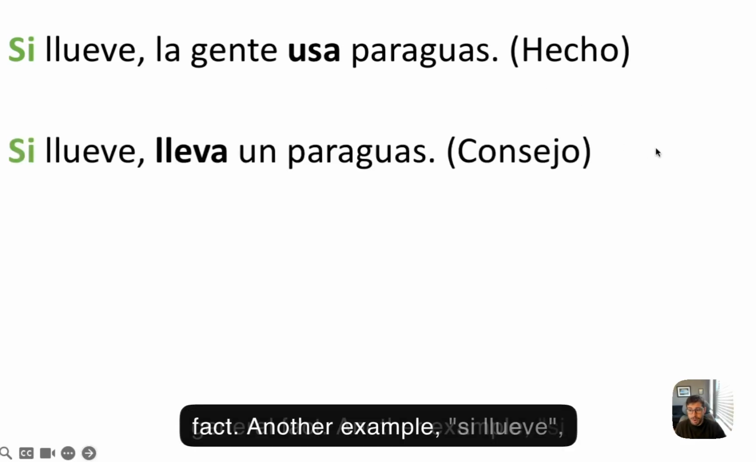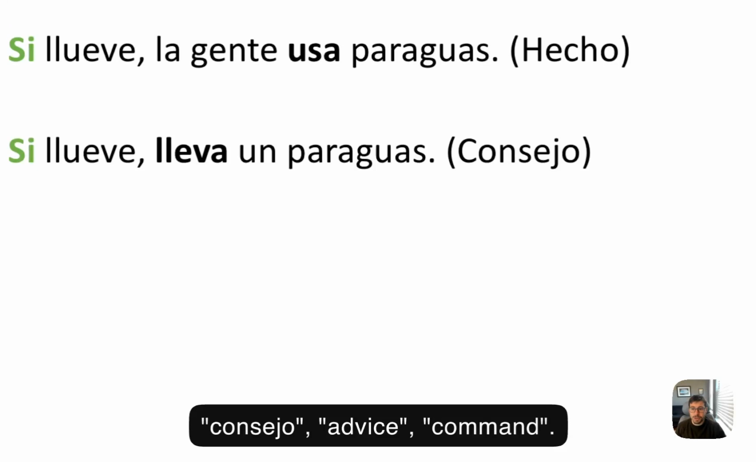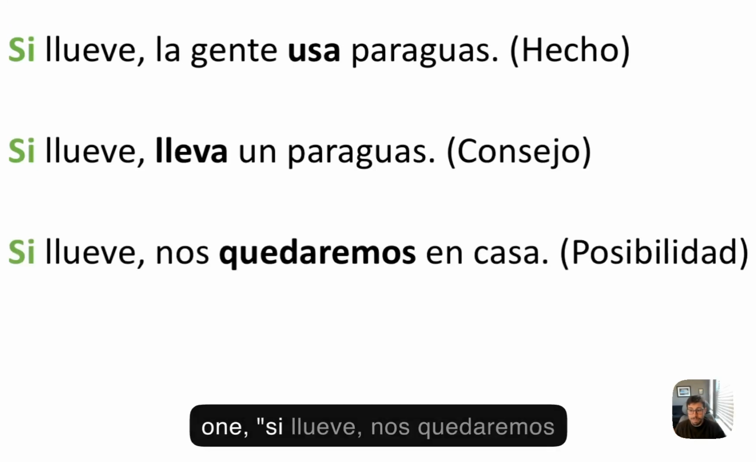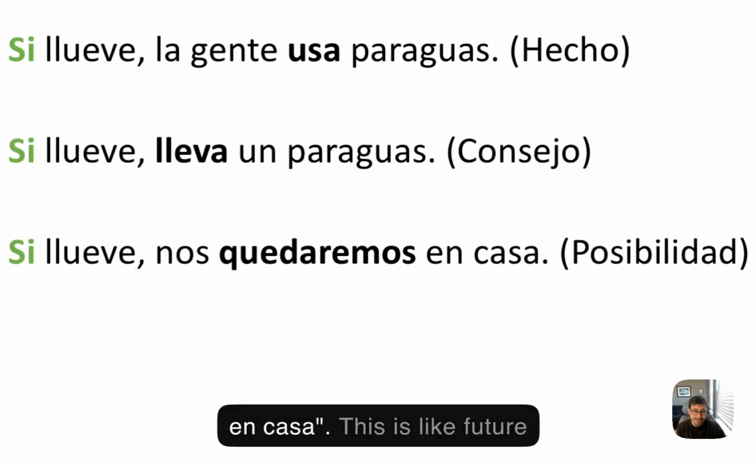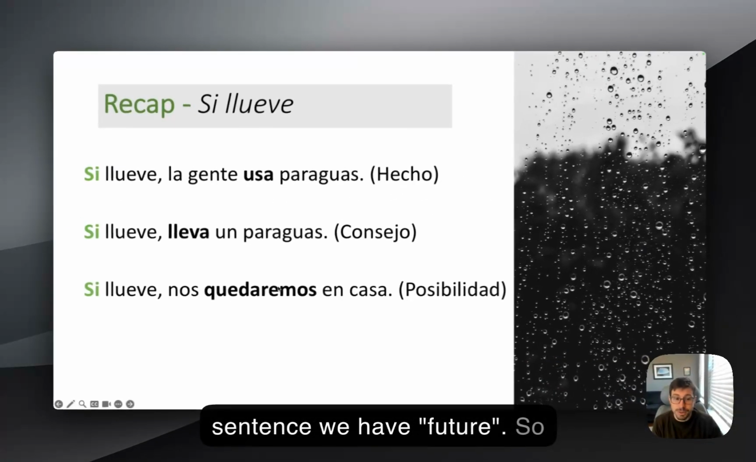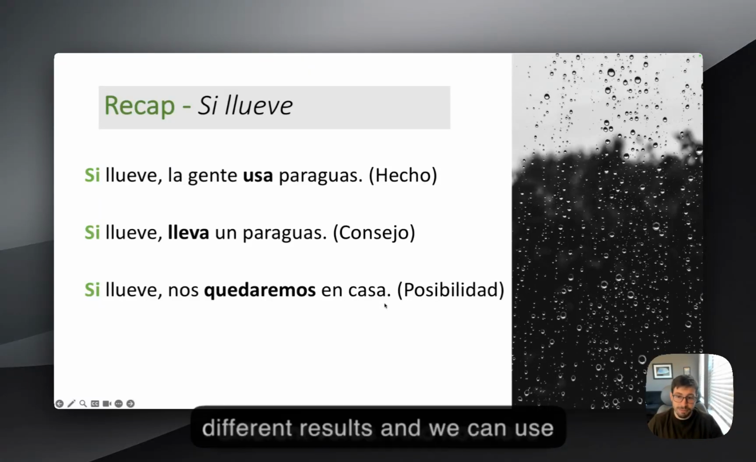Another example, si llueve, same as before, lleva un paraguas. In this case is consejo, advice, command. So we have if plus present plus imperative, command, mandatos. And then the last one, si llueve, nos quedaremos en casa. This is like future possibilities. We have si plus present, and then in the second sentence we have future. So you can see the condition is the same. Based on what we do in the second sentence, we have different results, and we can use different verbs.